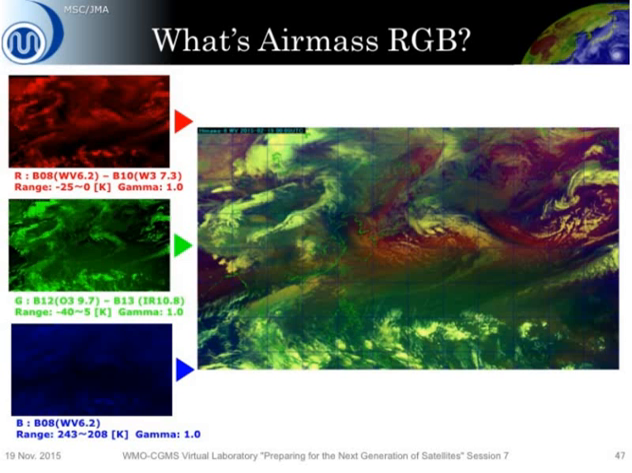This is the specification of air mass RGB. Red corresponds to the difference between band 8 and band 10. Green is the difference between band 12 and band 13. Blue is the band 8 data. And when we compose them, we obtain this air mass RGB imagery.